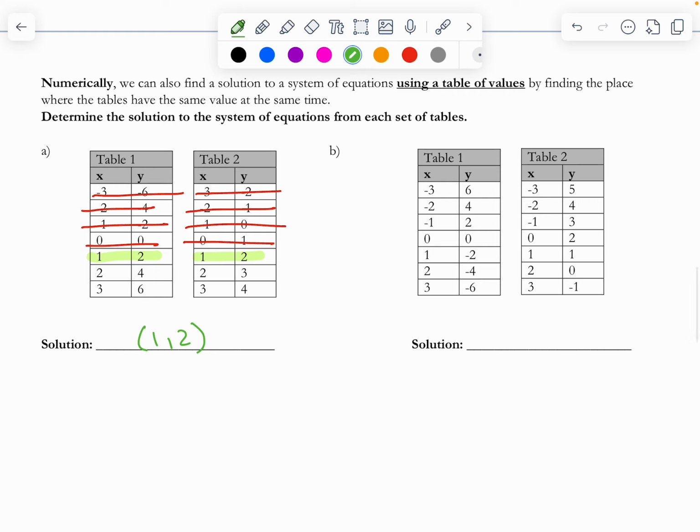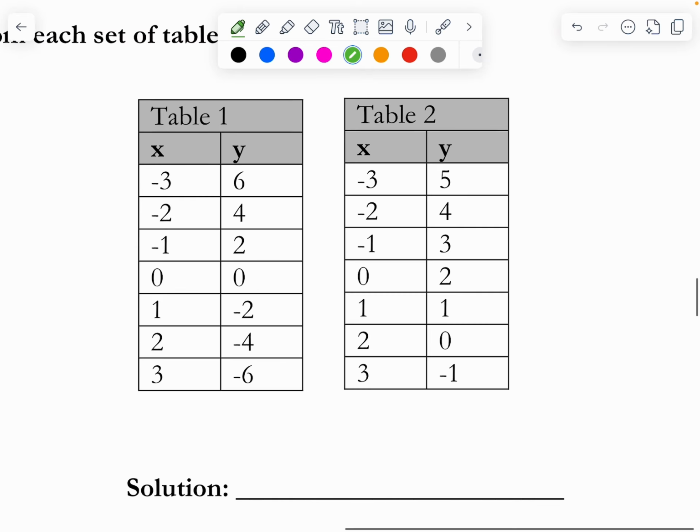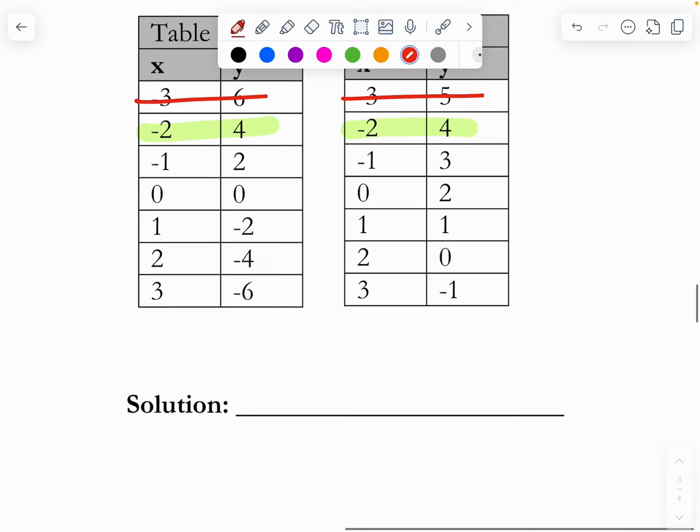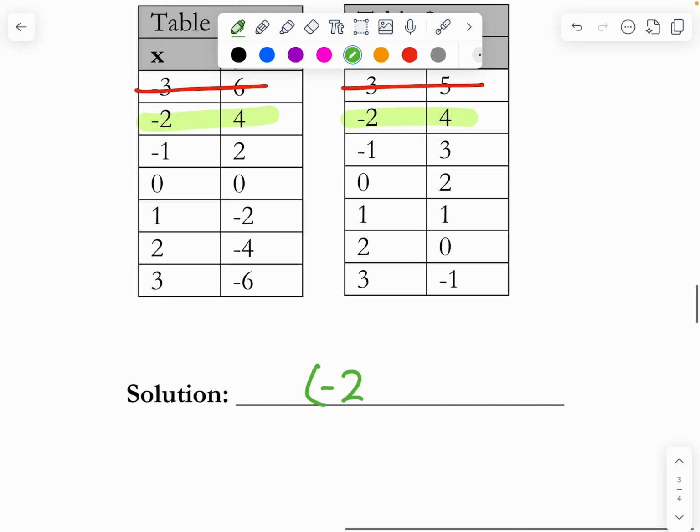So let's do that over here. We've got to check which of them have the same x and y, right? So the same coordinate point. -3, 6, not the same as -3, 5. -2, 4, though, is the same as -2, 4 over here. So let's go ahead. That's my answer. My answer is -2, 4. And that is it. So super simple, right?